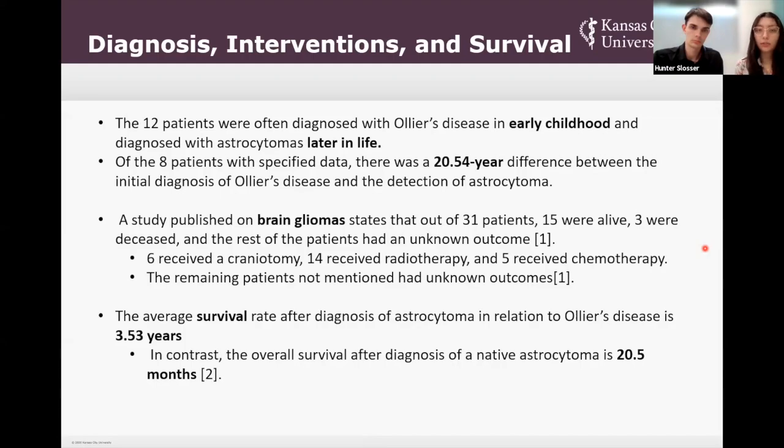We found a study published on brain gliomas that stated out of 31 patients, 15 were alive, 3 were deceased, and the rest of the patients had an unknown outcome. The interventions that these patients had included craniotomy, radiotherapy, and chemotherapy, and the ones that were not mentioned had unknown outcomes. The average survival after diagnosis of astrocytoma in relation to Ollier's disease is 3.53 years, and with native astrocytomas, it's 20.5 months.